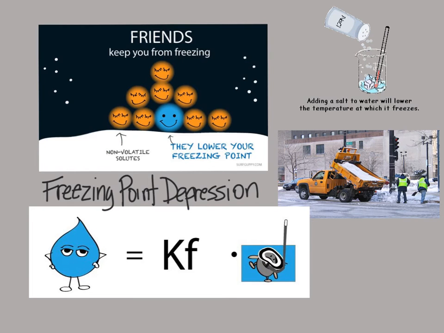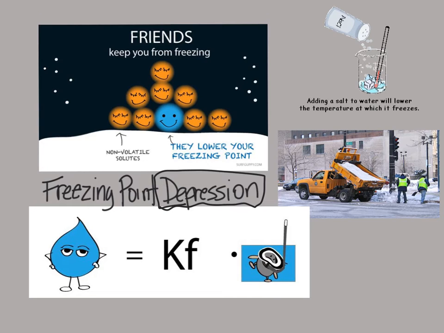Freezing point depression is the key term here. Adding a salt will help lower your freezing point. And if you look at the cartoon, it says friends keep you from freezing because they're all around this particular molecule, and they will help lower the freezing point. You see this in action whenever we salt the roads in the winter, and it's not necessarily for traction, but it will cause the water to have a lower freezing point, meaning the ice won't form at the normal temperature. It has to be colder for ice to form on the roads.